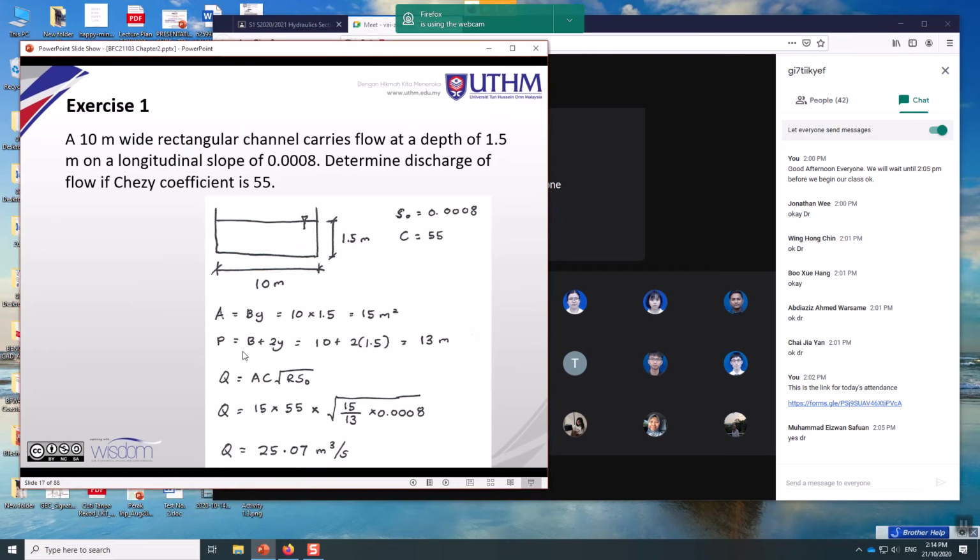Basically you have solved for hydraulic radius and wetted perimeter already. So you just do direct substitution. You substitute A is equal to 15 meters squared, then the Chazy coefficient 55, and R is A over P. Then with S naught, that would give you 25.07 meters cubed per second.